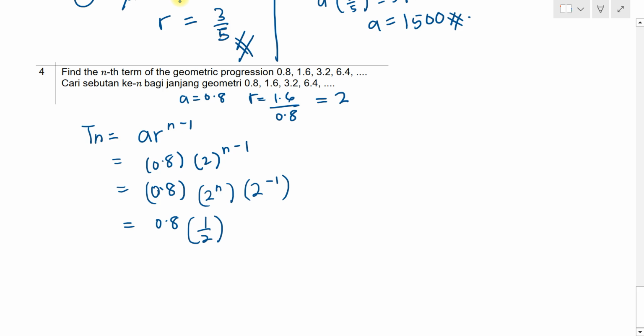Right? You bring down 2 to the power 1, so and then 2 to the power n. So half of 0.8 is 0.4, multiplied by 2 to the power n. Some people multiply by the 2 inside. You cannot. It is protected by the power n. You cannot multiply in. Just leave your answer like this.